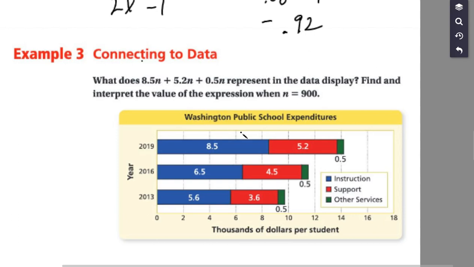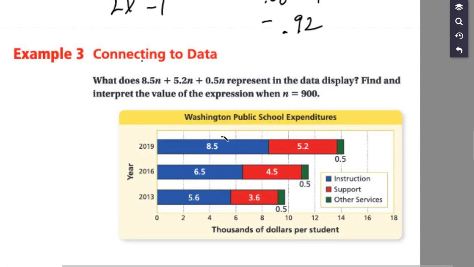Okay, we're going to pick up where we left off on our 1.1 notes. And so we're going to look at example 3, connecting to data. So the question is, what does 8.5n plus 5.2n plus 0.5n represent in the data display? Find and interpret the value of the expression when n is equal to 900.